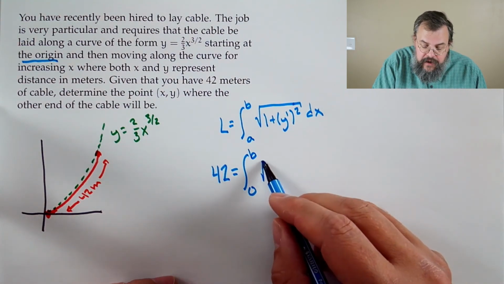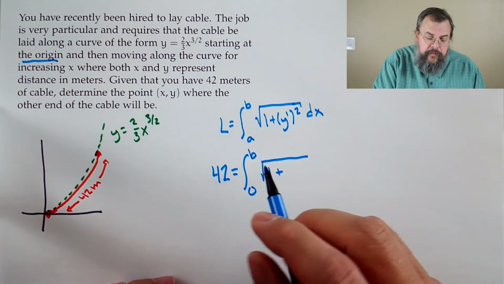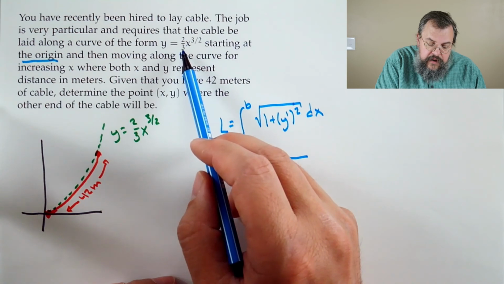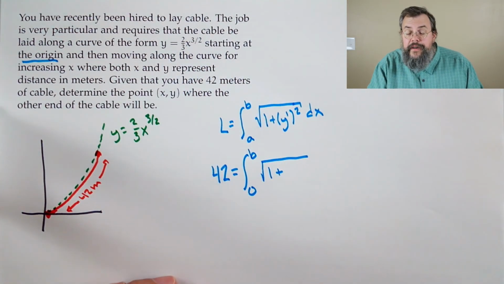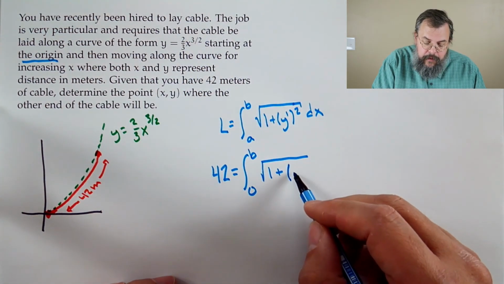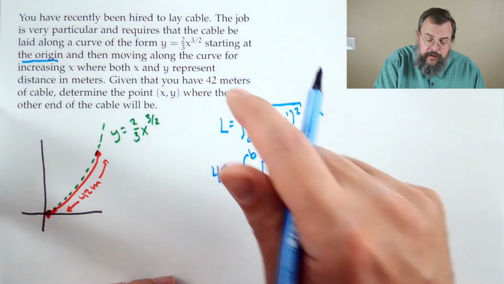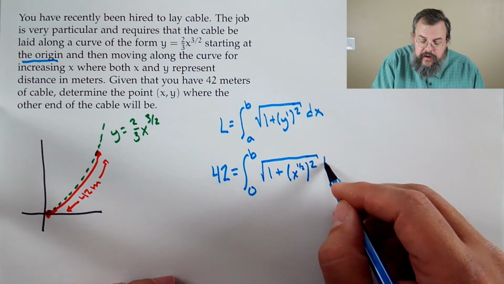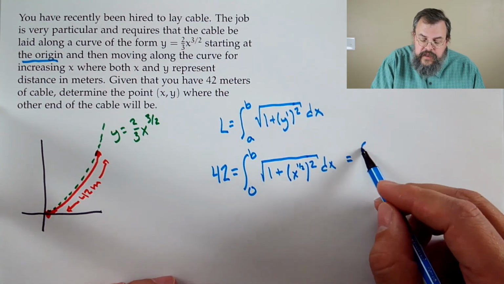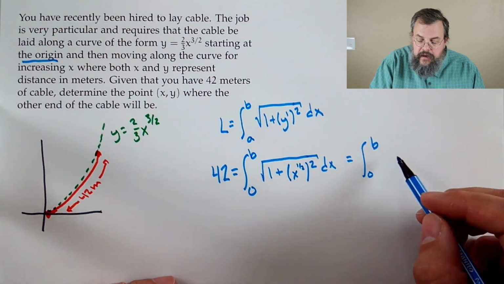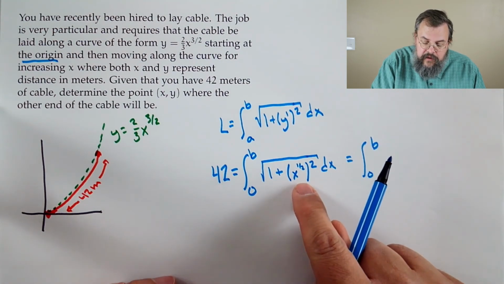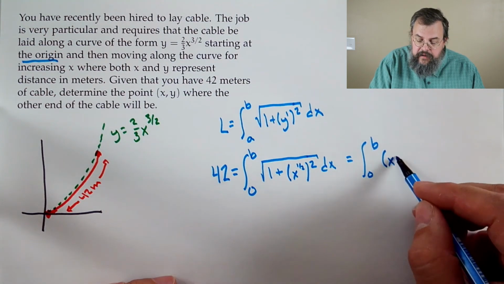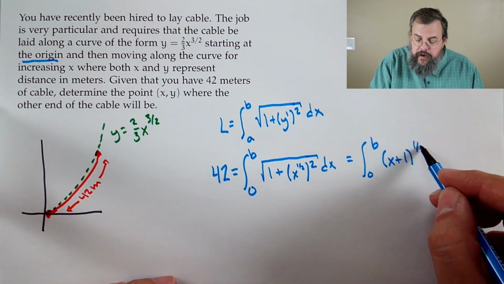Okay, the square root of 1 plus, now we take our derivative. Well, derivative here, 3/2 comes down, 2/3 times 3/2 is 1, and then it's x to the 1/2 power, right? Because you subtract 1. x to the 1/2, and then squared, dx. Well, that's the integral from 0 to b of, well, what's x to the 1/2 squared? It's x. So this becomes x plus 1 to the 1/2 power.